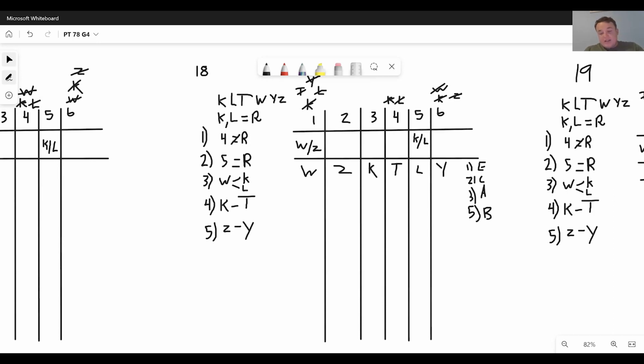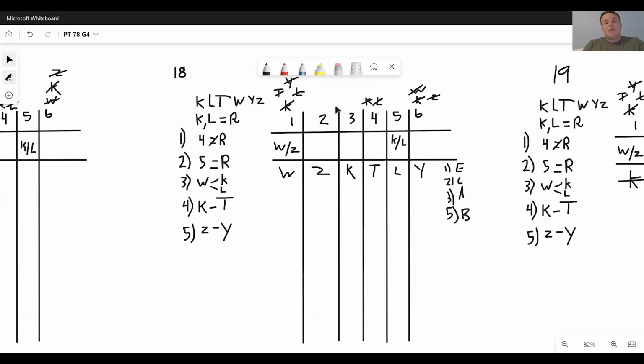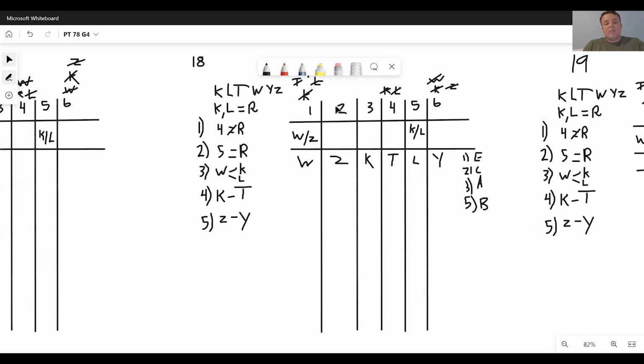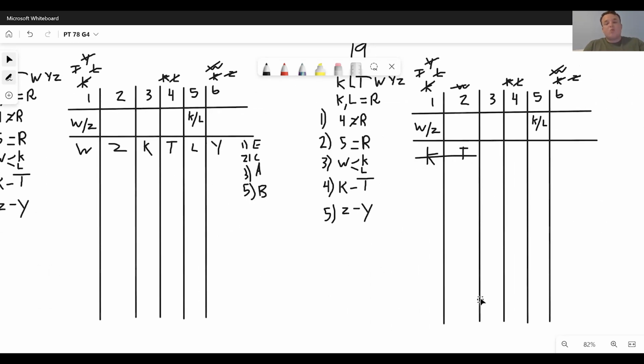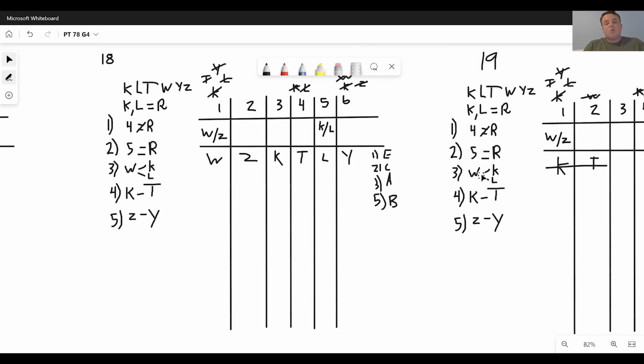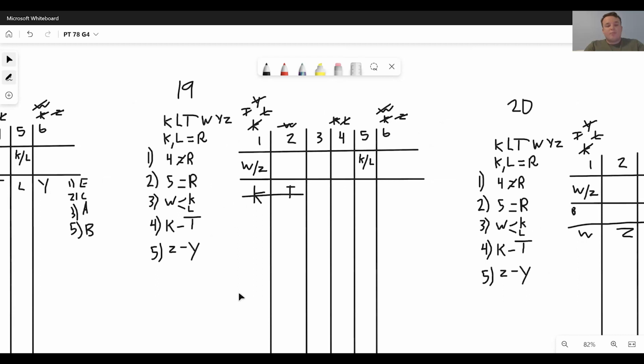All right, let's move on to 19. So 19 says, which one of the following cannot be the second edition? So try to use your deductions and try to figure out which of the following cannot be the second edition. Go ahead and take a minute, do this one, and we'll come back together. Go ahead and give me a thumbs up when you're finished. Okay, let's go ahead and do this one real quick.